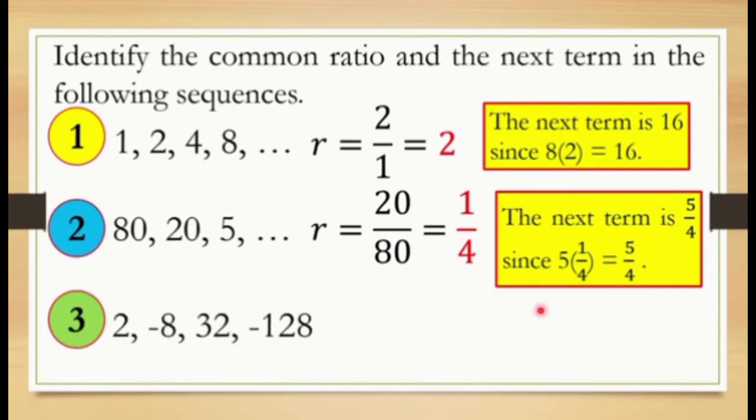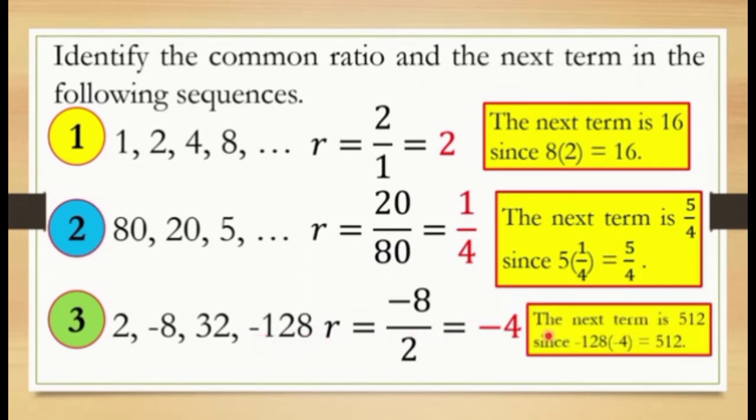Okay, for number 3, we have 2, negative 8, 32, and negative 128. Same process to get the common ratio. We just divide the second term by the first term. So that is negative 8 over 2, which is equal to negative 4. Therefore, for our next term, we multiply negative 128 by negative 4. And that is 512.